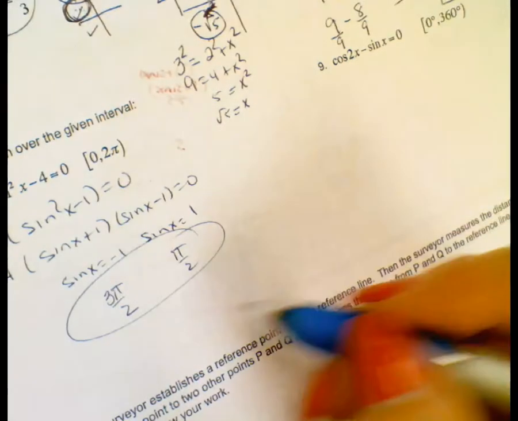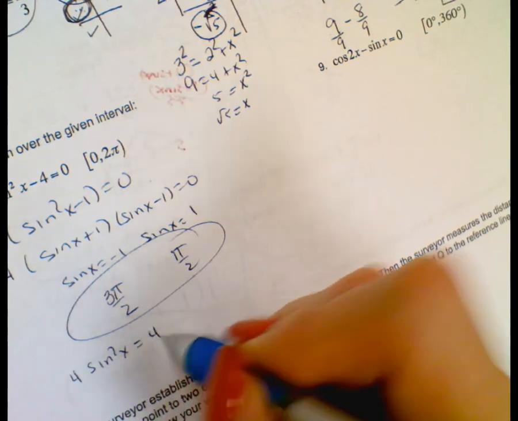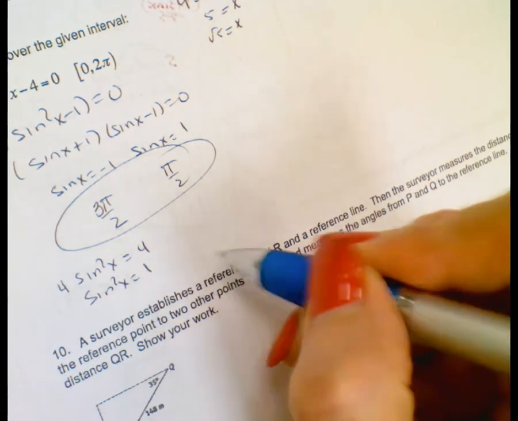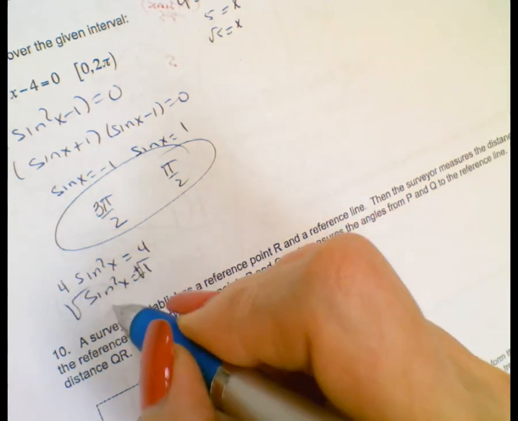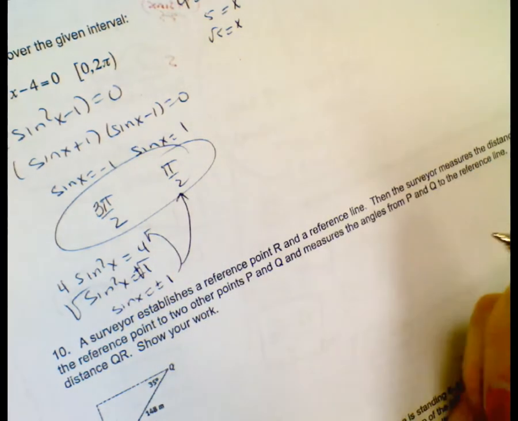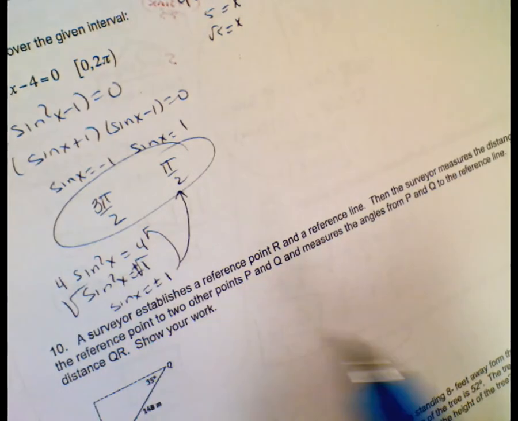Maybe you didn't like it like that. Let's redo it another way. What if I added 4 to the other side first, and then divided by 4, and then square rooted, and then you put a plus minus in there. You got sine x equals plus or minus 1. Same answers, just a different way of doing it. So you can do it with factoring, or you can just do it with plain old solving.